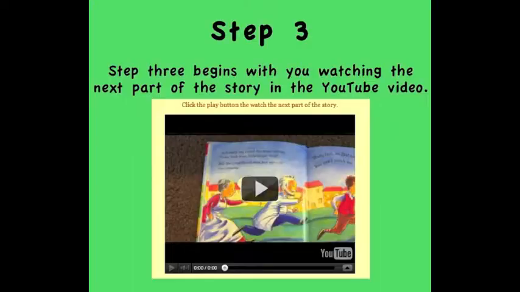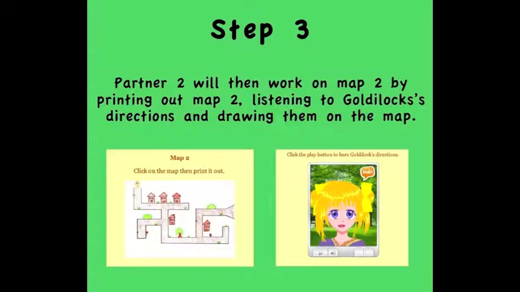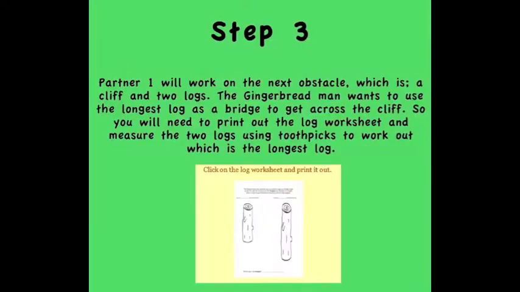Step 3. Step 3 begins with you watching the next part of the story in the YouTube video. Partner 2 will then work on Map 2 by printing out Map 2, listening to Goldilocks' directions and drawing them on the map. Partner 1 will work on the next obstacle, which is a cliff and 2 logs. The Gingerbread Man wants to use the longest log as a bridge to get across the cliff. So you will need to print out the log worksheet and measure the 2 logs using toothpicks to work out which is the longest log.